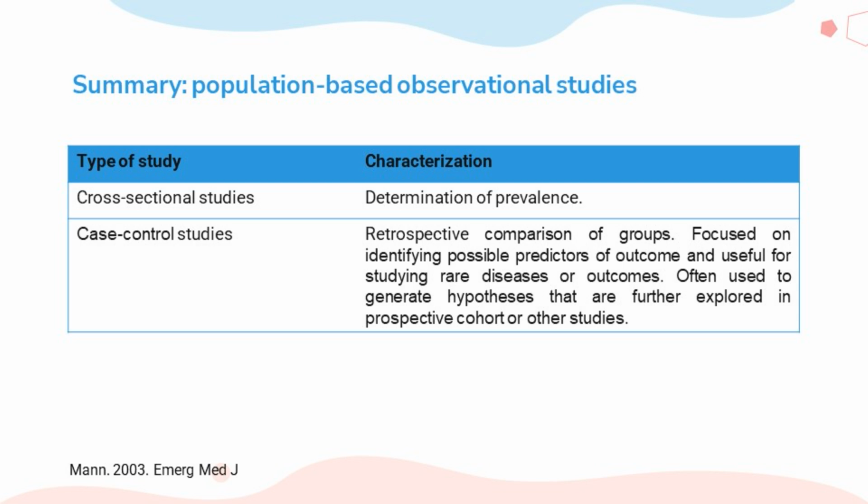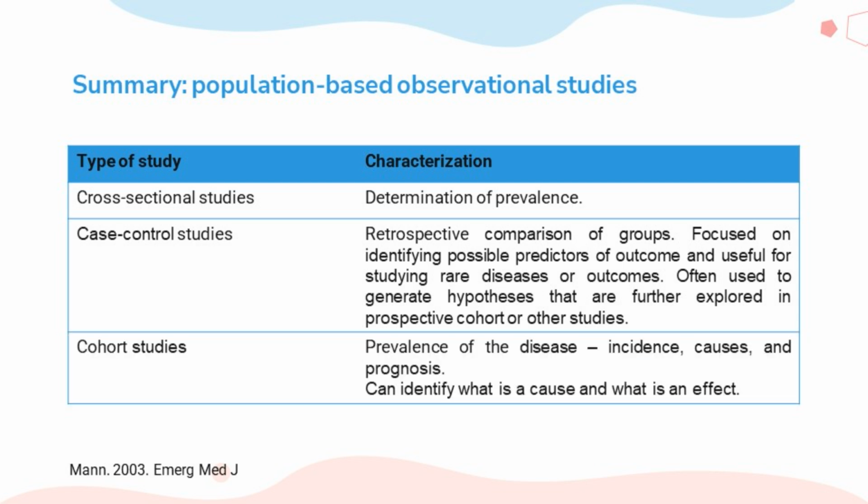Case control studies are retrospective comparisons of groups. They are focused on identifying possible predictors of outcome and are useful for studying rare diseases or outcomes, often used to generate hypotheses that are further investigated in prospective cohort or other studies.